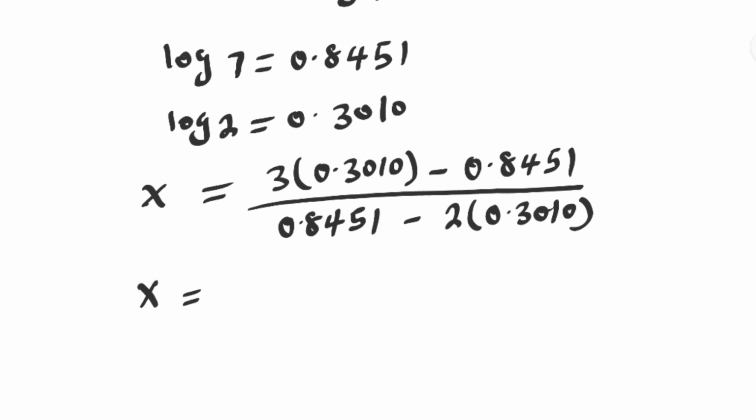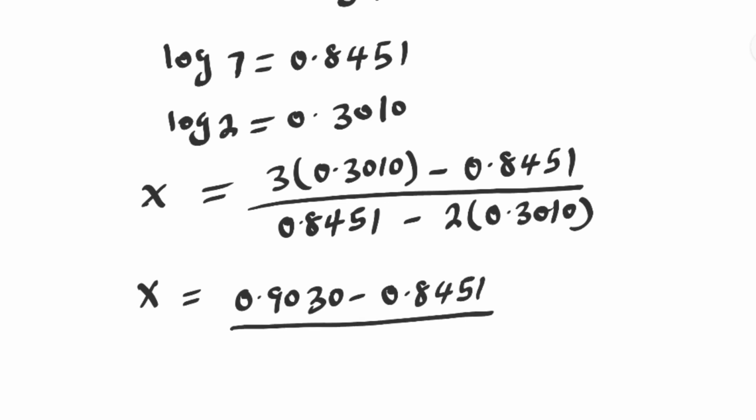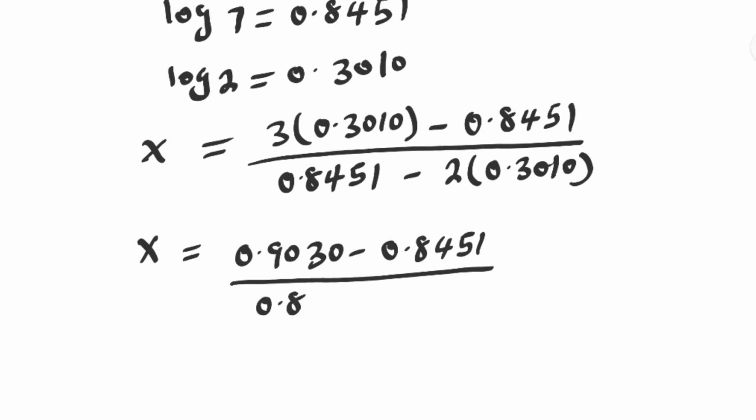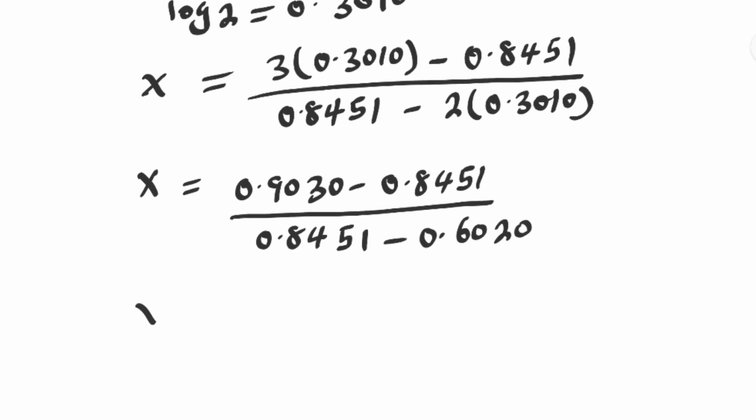x is equal to 3 multiplied by 0.3010, that is 0.9030 minus 0.8451 over 0.8451 minus 2 multiplied by 0.3010, that is 0.6020. x is equal to 0.9030 minus 0.8451, that is 0.0579 over 0.8451 minus 0.6020, that is 0.2431.